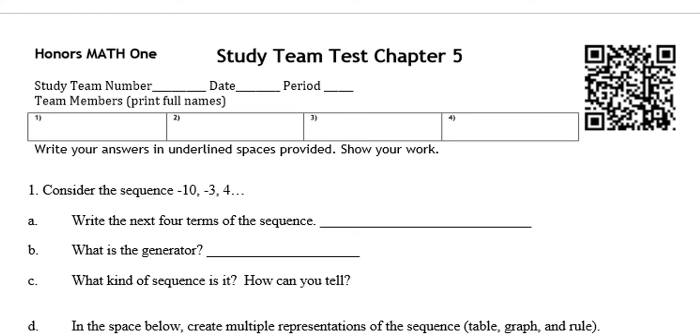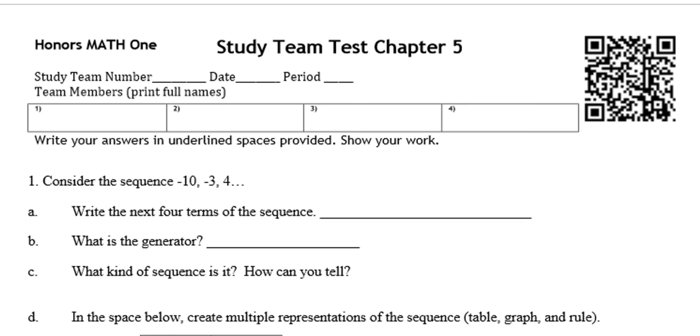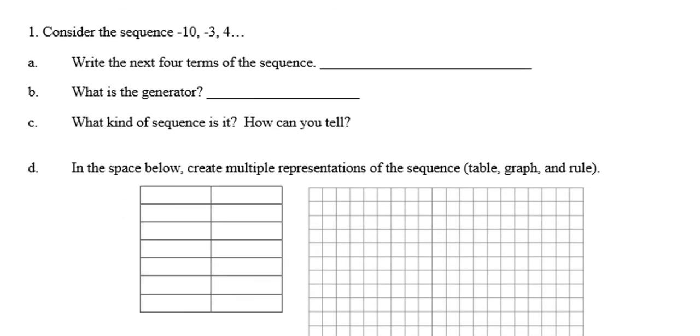This is Mr. Roberts, and this is a look at the study team test from Chapter 5. Question number 1 gives us a sequence that has a first term of -10, a second term of -3, and a third term of 4, and we're asked to write the next 4 terms of the sequence.